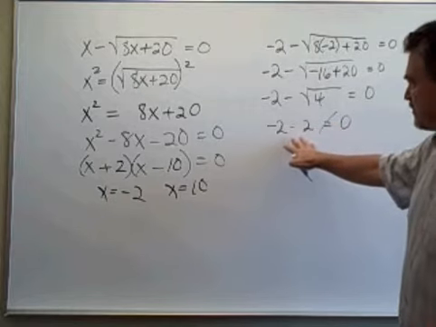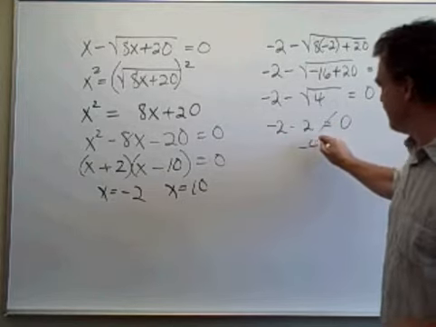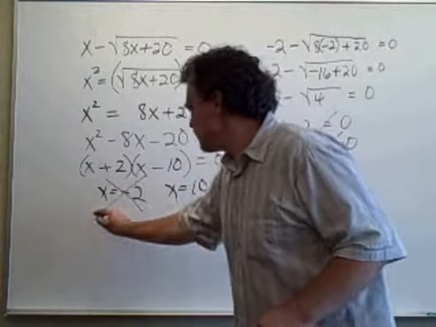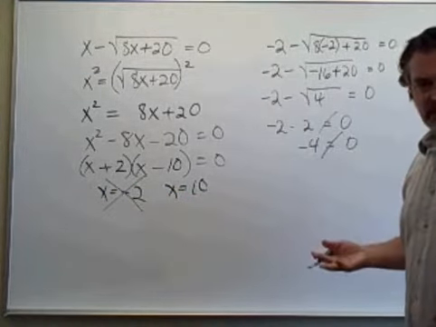This left-hand expression now has a value of negative 4, and that's not equal to 0. So this solution has to be thrown out. It's an extraneous solution.